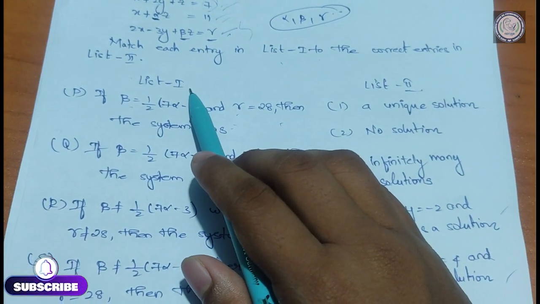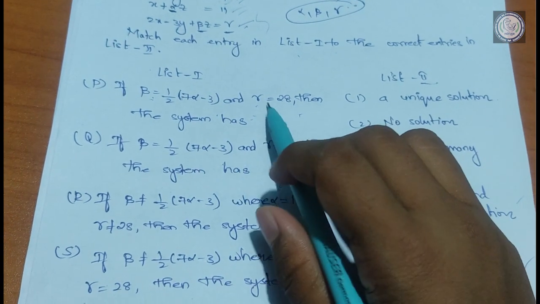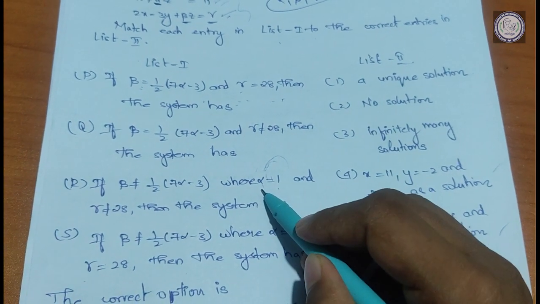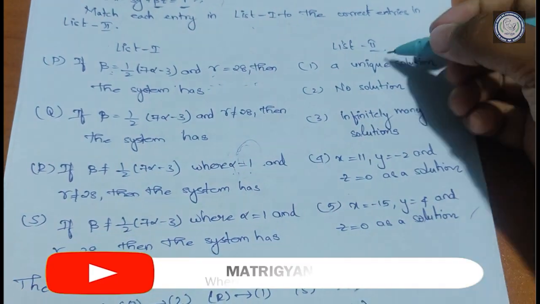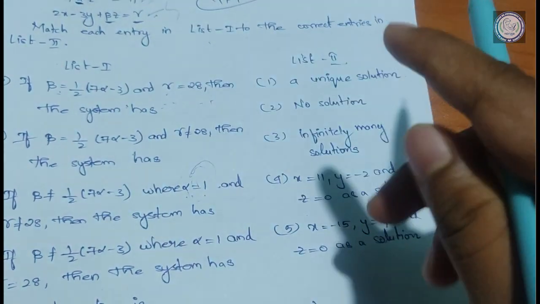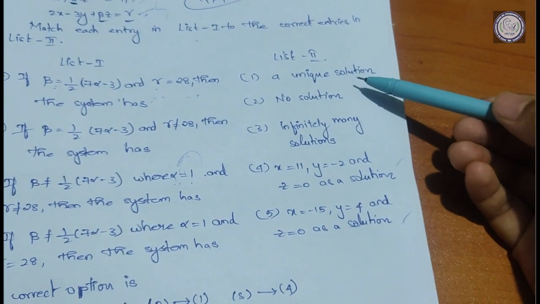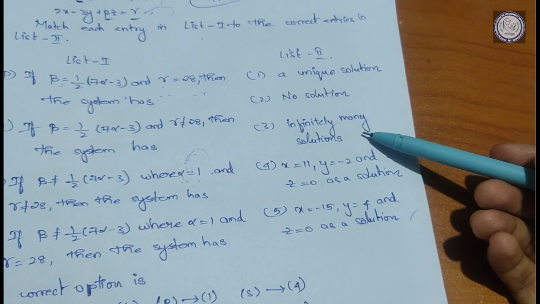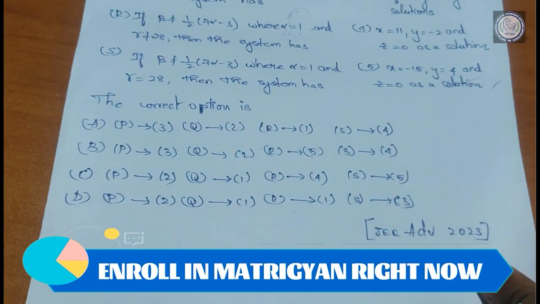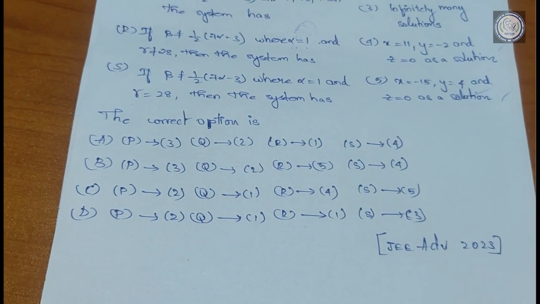List 1 consists of nothing but some values of beta in terms of alpha and some values of gamma, and some entries also contain some values of alpha. So what we want to do is check, for these values of alpha, beta, gamma, whether the system of linear equations has a unique solution, no solution, infinitely many solutions, or some particular solution, and we have to match the option. So let us solve the question. We'll try to solve this question by using matrices.